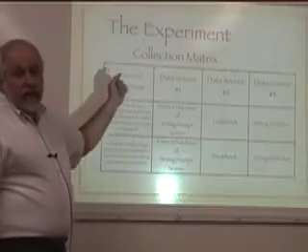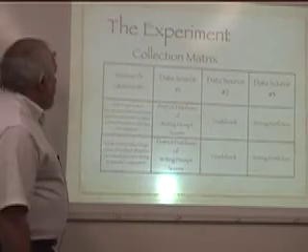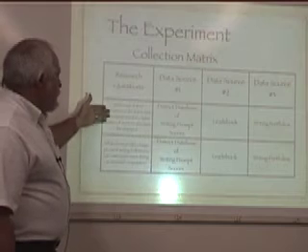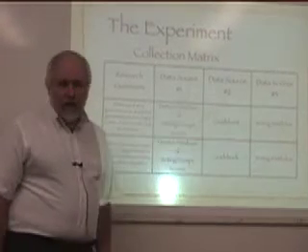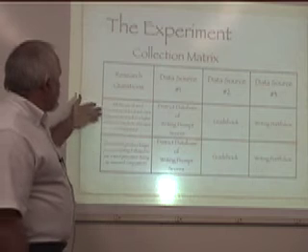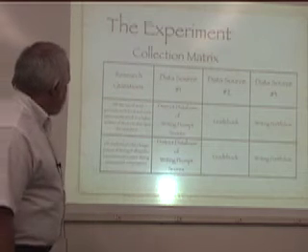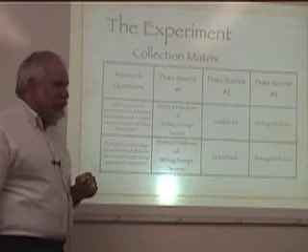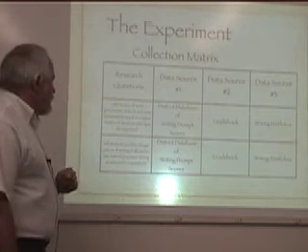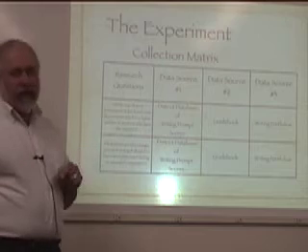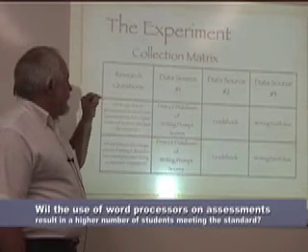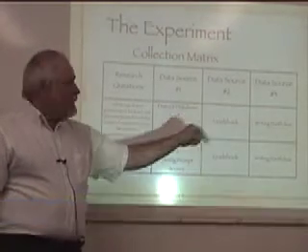The first thing we had to do was create our matrix. We came up with 2 questions, and then we had to find data sources for each of those questions in order to back up our questions and our answers. The first of our research questions is, will the use of word processors on local and class assessments result in a higher number of students who meet the standard? And we found that there were 3 places we could find this information.